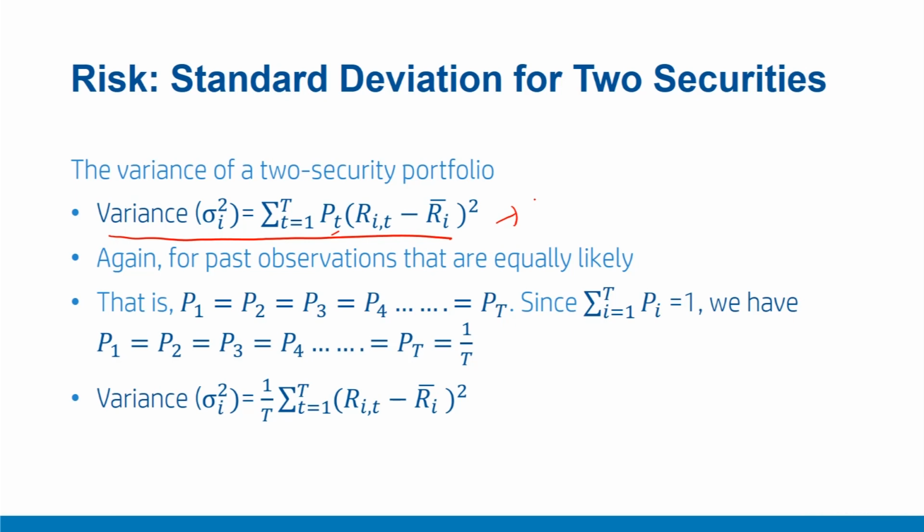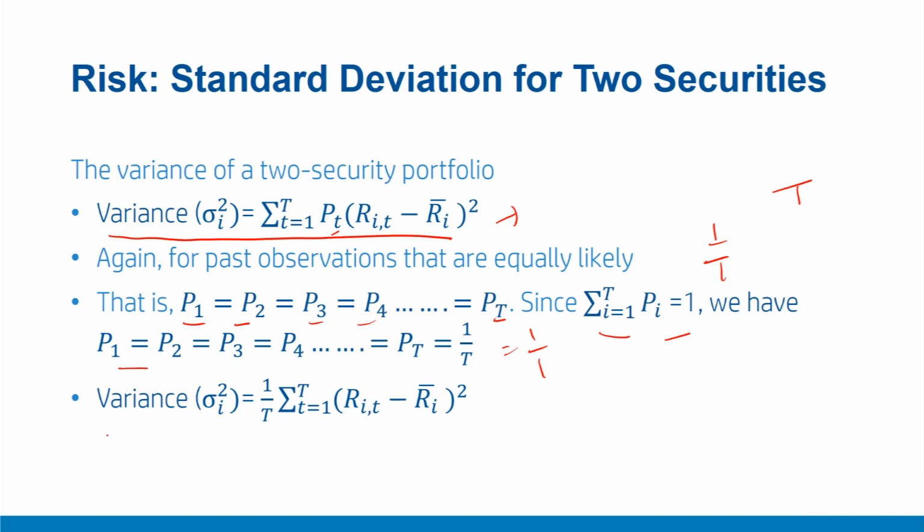Now, if the probability of observing each observation is equally likely, then in that case, P1 equals P2 equals P3 and so on up till P_T. We also know that the summation of P_i is equal to 1. In that case, this becomes 1 upon T. So if there are T observations and all of them are equally likely, then all of them become 1 upon T.